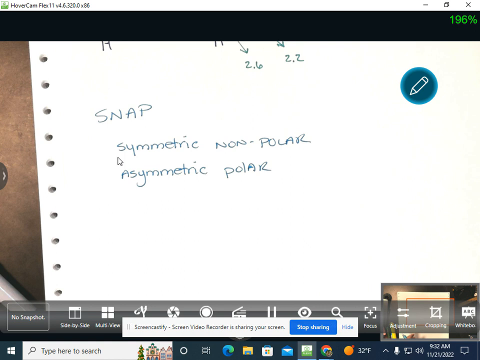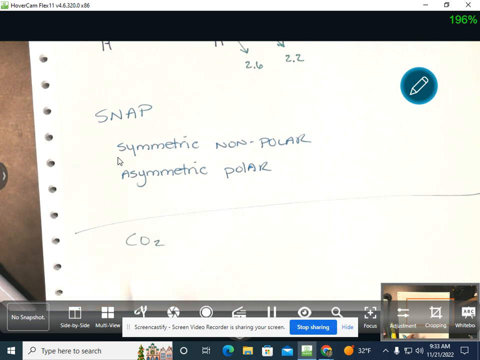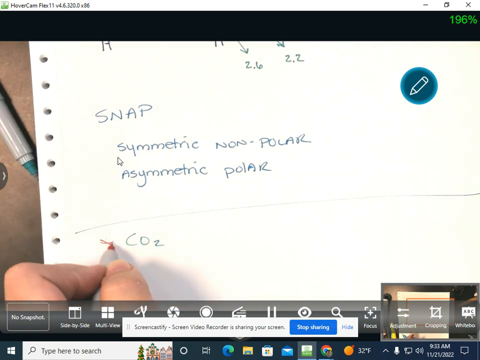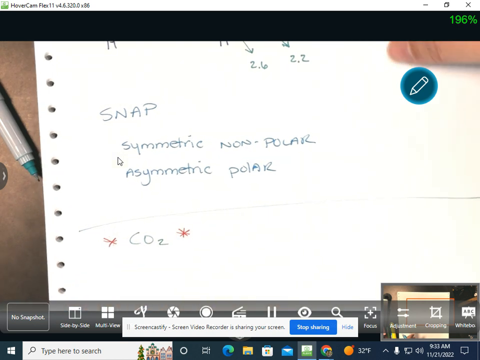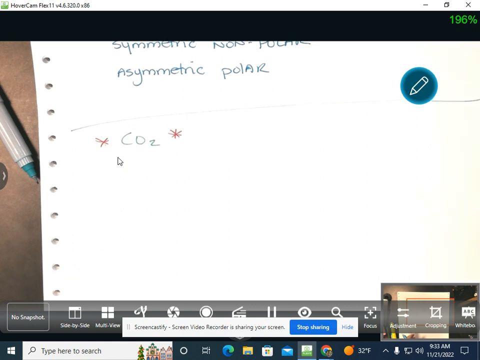All right, let's do... I did ammonia, I did CH4. Let's do carbon dioxide. Regents love this one. They love asking you to draw carbon dioxide. Is that a capital O? Yep. Carbon dioxide.